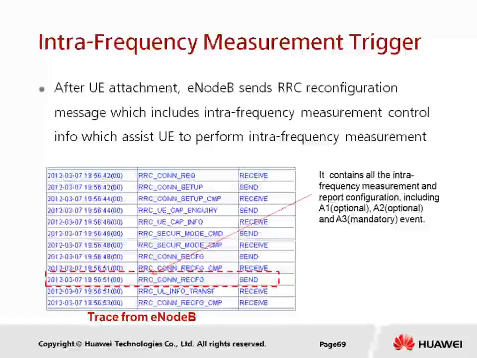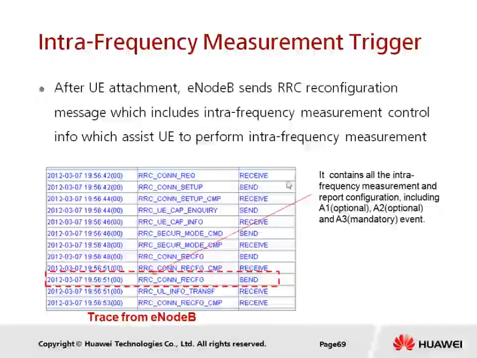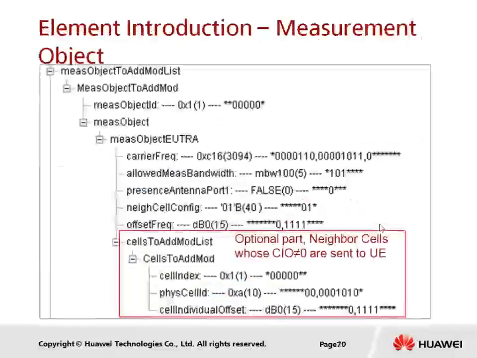So this is the screenshot of the measurement configuration, where the user is going to receive the measurement configuration after attachment. So right after attachment, the eNodeB sends the measurement config in the RRC reconfiguration message. This measurement configuration includes all of the instructions for intra-frequency measurement, which include event A1, event A2, and event A3.